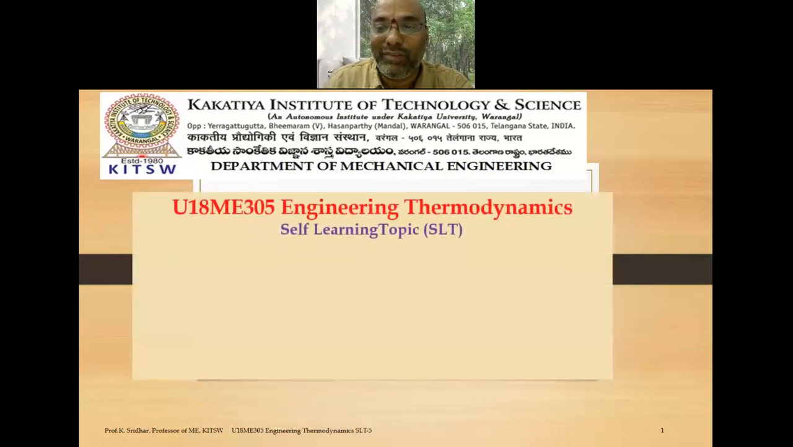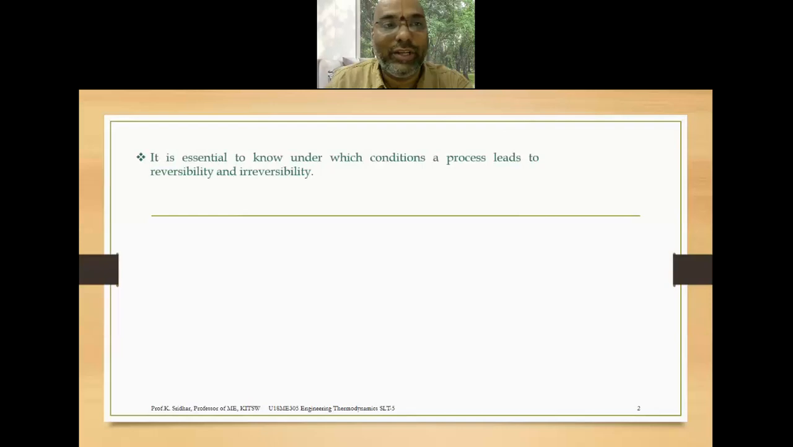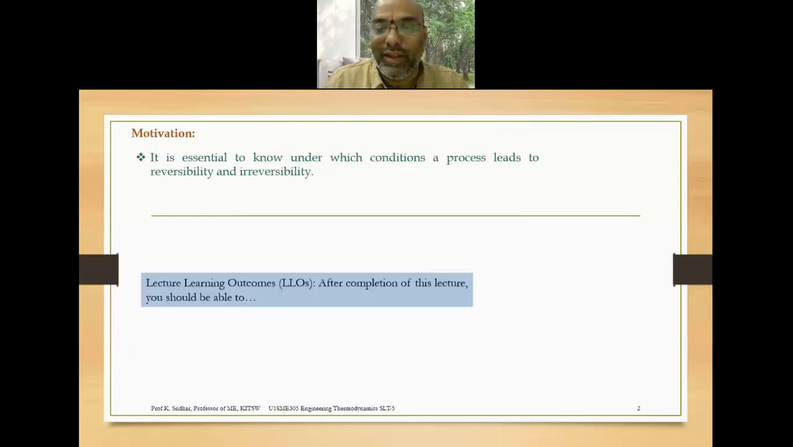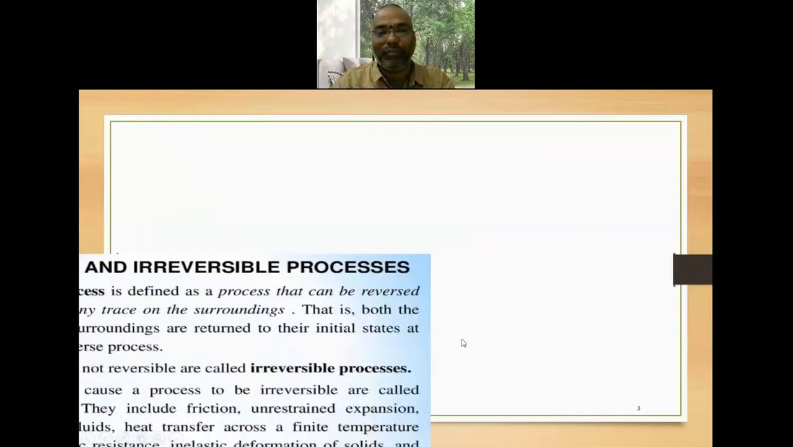So today's self-learning topic is reversibility and irreversibility concepts. This is self-learning topic number 5. The motivation here is that it is essential to know under which condition a process leads to a reversible process and an irreversible process. The outcome of this lecture is that you should be able to explain the conditions under which a process leads to reversibility and irreversibility.